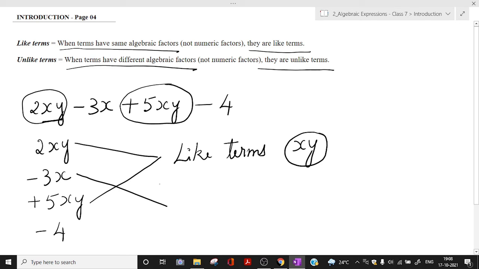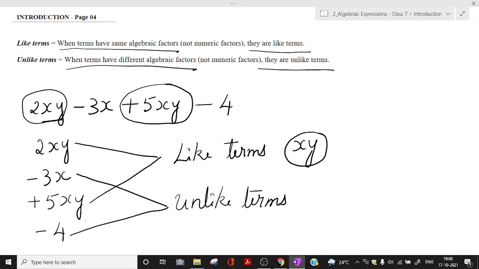So minus 3x and minus 4 can be called unlike terms. Why unlike terms? Because you have 3x and here it is only 4. Again, we don't look into the signs, we don't look into the numbers. Signs and numbers don't matter to find out whether a term in an expression falls under the category of like terms or unlike terms. Let me simplify this a little bit more.